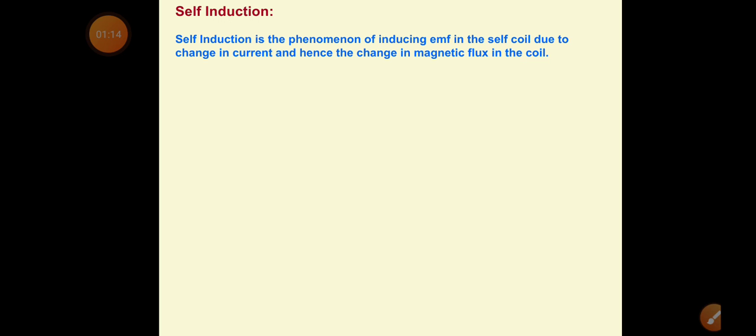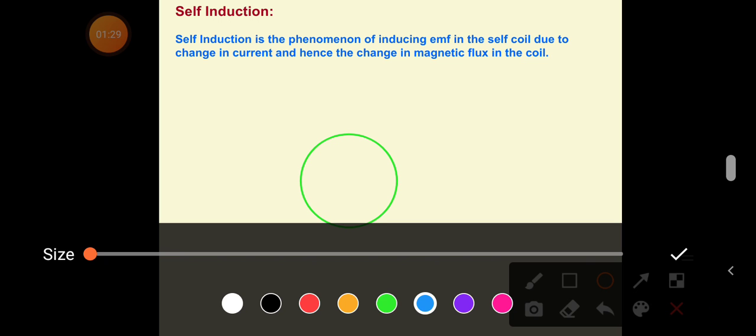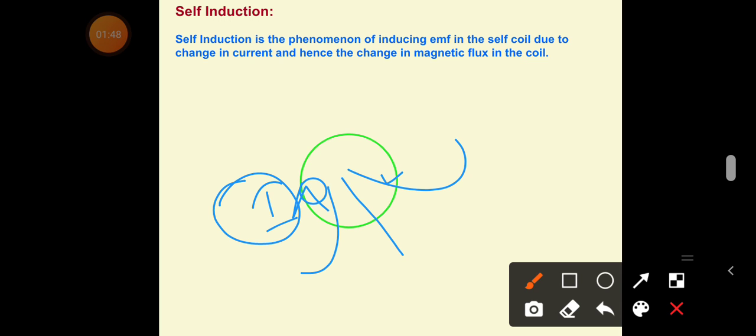Self induction is the phenomenon of inducing EMF in the same coil due to change in current and hence the change in magnetic flux in the coil. For example, say this is the coil, and in this coil some current I is passing. Now when the current I is passing in this coil, the magnetic flux which is linking with this coil is changing.